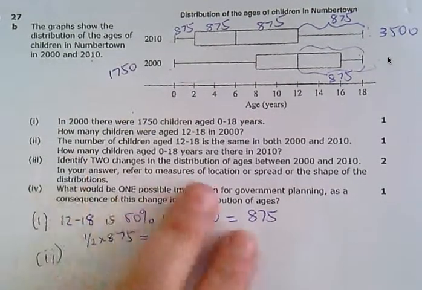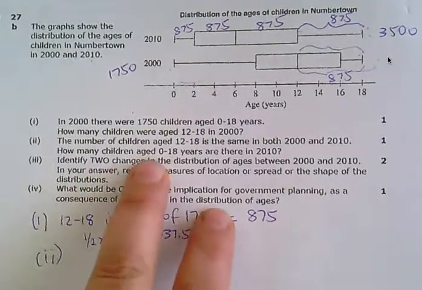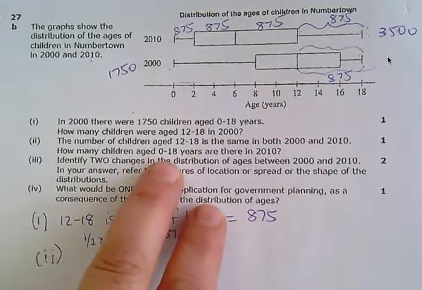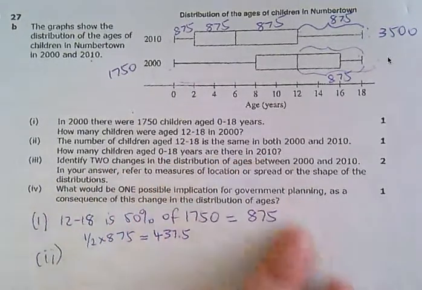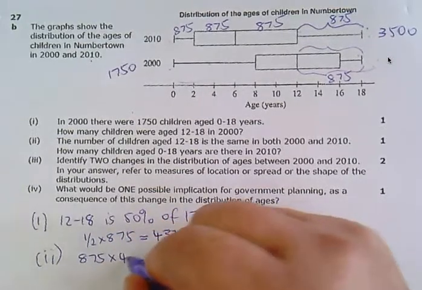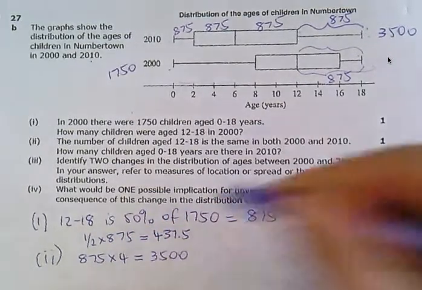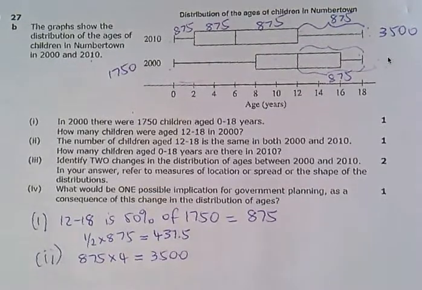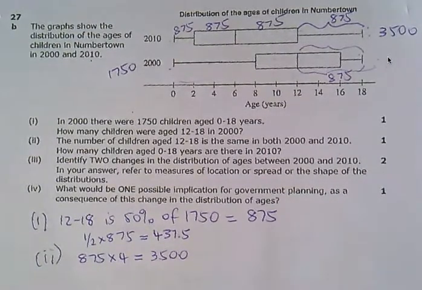So it says how many children aged 0 to 18 years are there in 2010? Well, we just did it. It's 875 times 4, 3,500 kids. All right? Now, remember there were originally 1,750 kids. Now it's doubled.